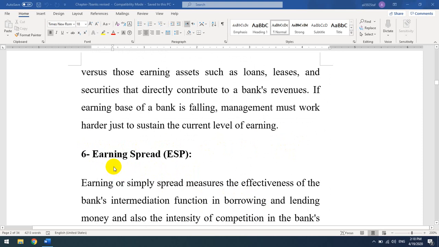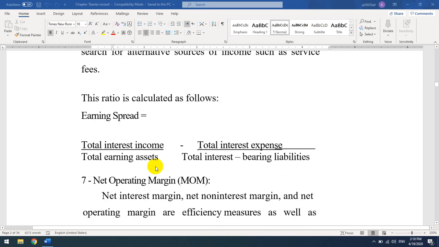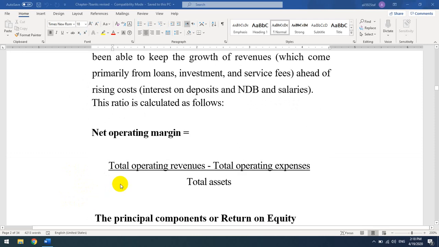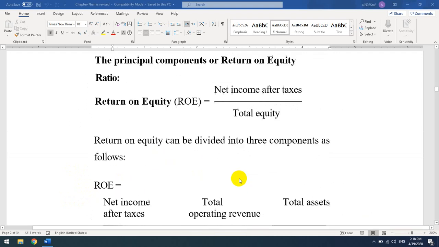Ratio number six, earning spread, computed as total interest income divided by total earning assets, minus total interest expense divided by total interest bearing liabilities. Ratio number seven, net operating margin, computed as total operating revenues minus total operating expense divided by total assets.